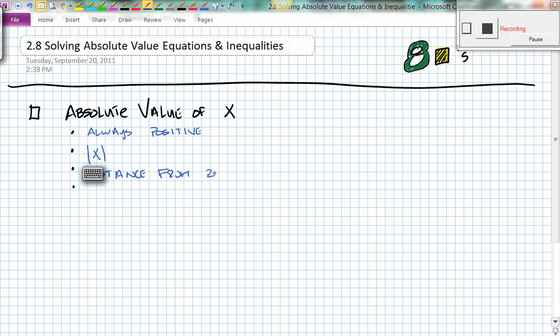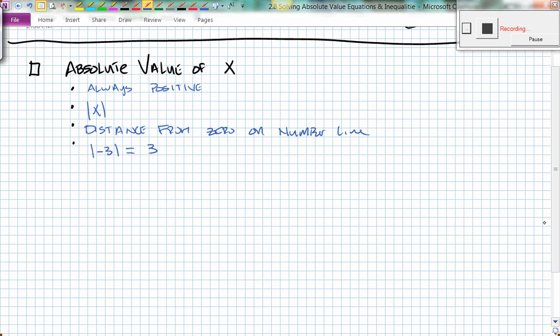From 0, right? On the number line. There you go. And what else? If I gave you the absolute value of -3, what would you tell me the answer would be? 3. Yeah, +3, right? Okay, so there's some review of some key things about absolute value.